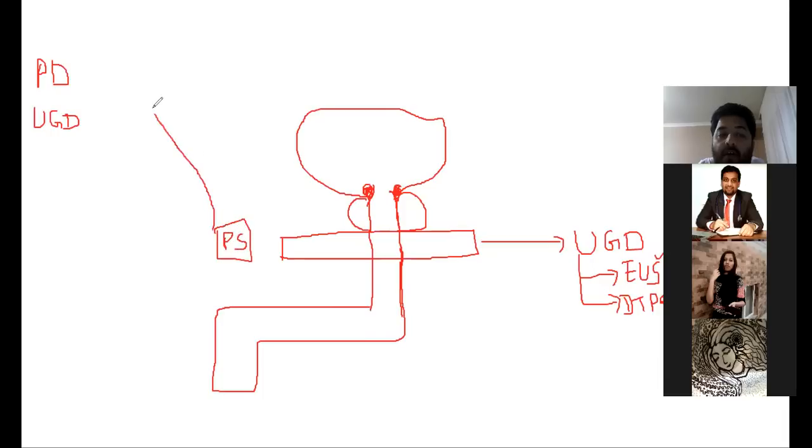From here you have two fascias coming out, Camper's fascia and Scarpa's fascia. I am not going to go through Camper's fascia. I am just going with Scarpa's fascia, like that.